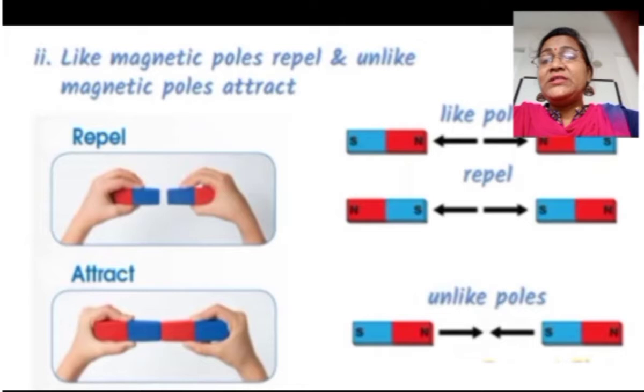then the magnets will either attract each other or repel each other. This attraction or repulsion depends upon the poles of the magnet. If like poles of the magnets, like the south poles of both magnets or the north poles of both magnets, are brought closer, they will repel each other. And if unlike poles of both the magnets, that is, the north pole of one magnet and the south pole of the other magnet, are brought closer, they will attract each other.